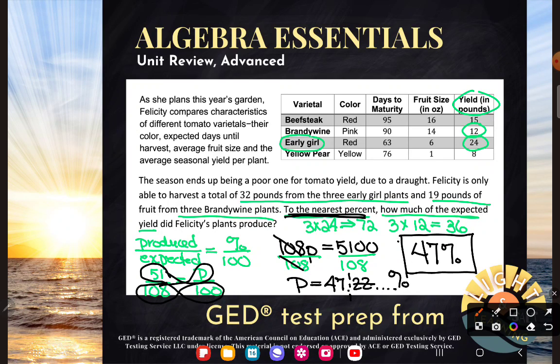Poor Felicity. Felicity, I get it. Although none of my tomatoes ever grow. I'll just have like one poor hard green tomato on a plant. At least you got 47%.